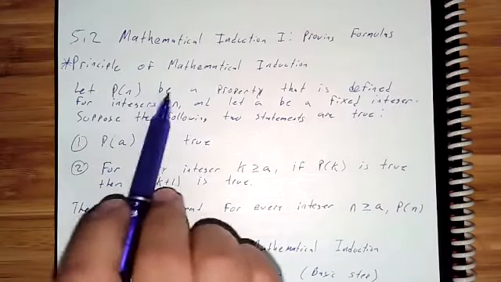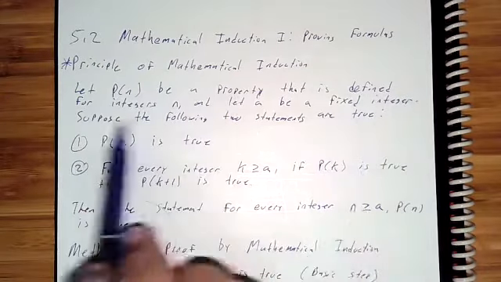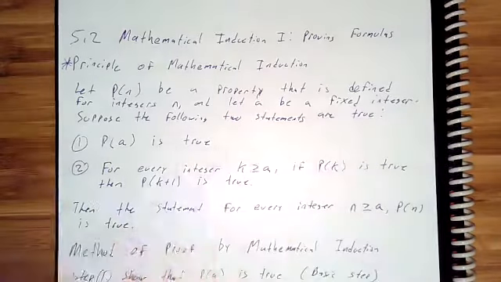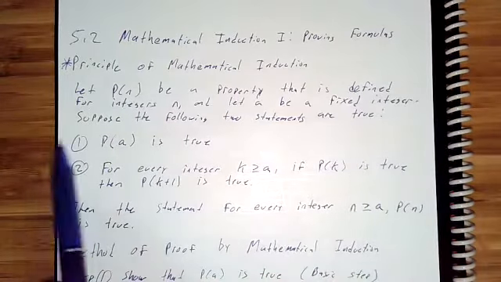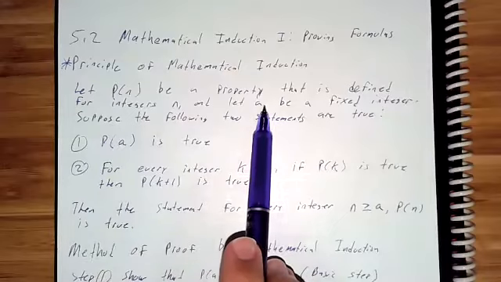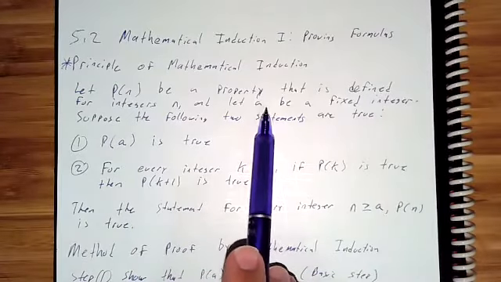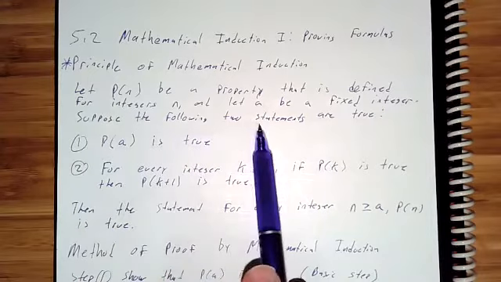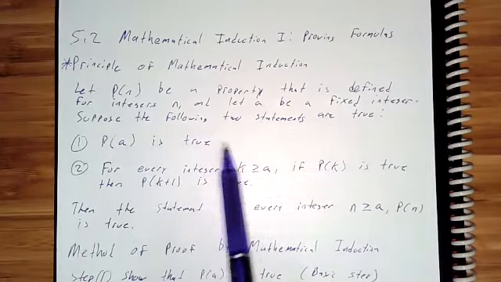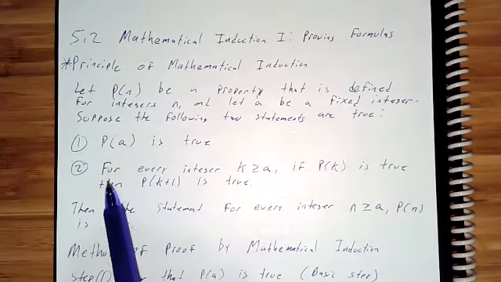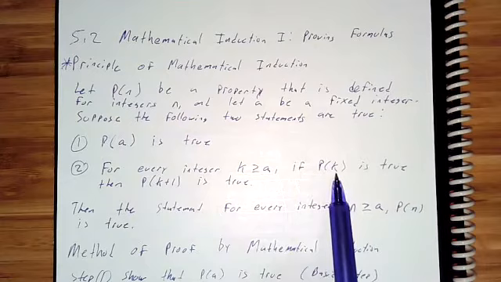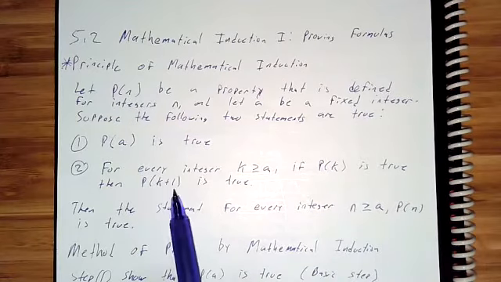So let P of n be a property that is defined for integers n, and let a be a fixed integer. So basically a is just any number you choose. Traditionally we choose 1, but it doesn't matter. Suppose that the following two statements are true. So P of a is true, and then for every k greater than a, if P of k is true, then P of k plus 1 is true.